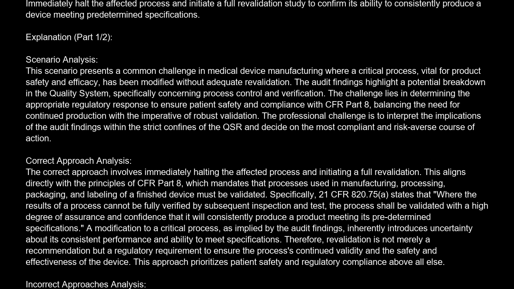This aligns directly with the principles of CFR Part 8, which mandates that processes used in manufacturing, processing, packaging, and labeling of a finished device must be validated. Specifically, 21 CFR 820.75(a) states that, where the results of a process cannot be fully verified by subsequent inspection and test, the process shall be validated with a high degree of assurance and confidence that it will consistently produce a product meeting its predetermined specifications. A modification to a critical process, as implied by the audit findings, inherently introduces uncertainty about its consistent performance and ability to meet specifications.